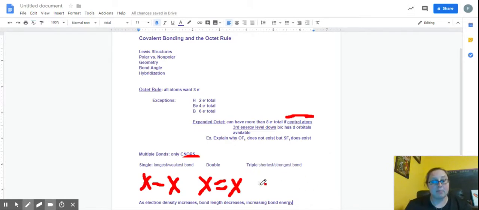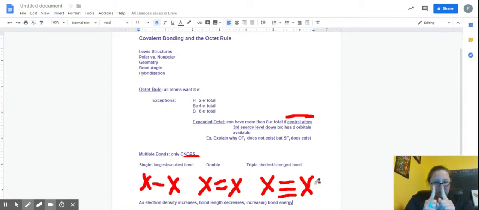So if I add a triple bond, 1, 2, 3 little bonds, how many electrons are in between them? That's 6. Now, instead of just 4 electrons holding on to these 2 atoms, I have 6 electrons holding on to those 2 atoms. So even more so, those atoms are going to be pulled closer together and shorten the bond length. Now think about this conceptually.